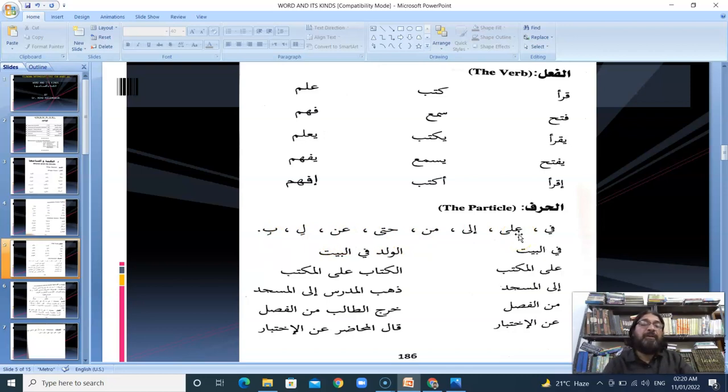We cannot understand it only by saying in, on, to, from, till, unless, until. It will be joined between two nouns or between nouns and verbs. So without coupling, we cannot understand the meanings of these harf particles.